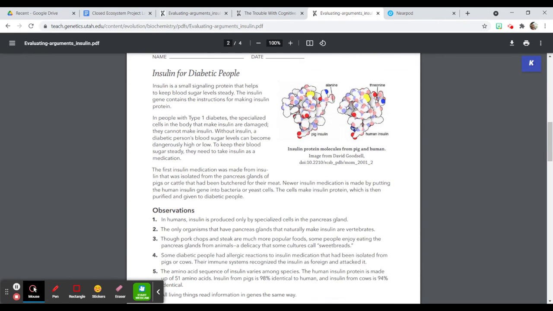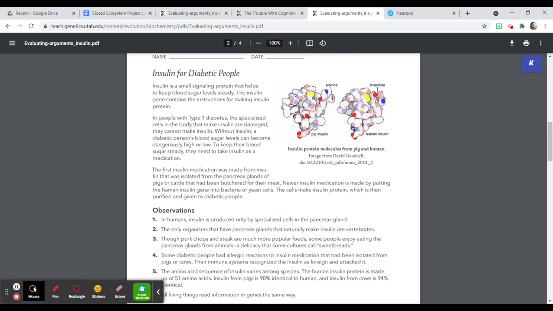So this is a real science experiment. It says here, insulin for diabetic people. Insulin is a small signaling protein that helps to keep blood sugar levels steady. The insulin gene contains the instructions for making insulin protein. In people with type 1 diabetes, the specialized cells in the body that make insulin are damaged. They cannot make insulin. Without insulin, a diabetic person's blood sugar levels can become dangerously high or low. To keep their blood sugar steady, they need to take insulin as a medication.